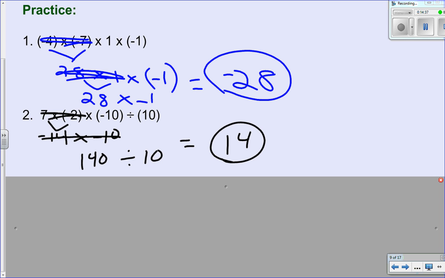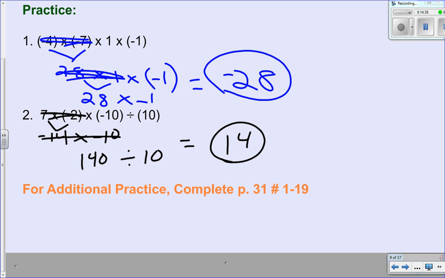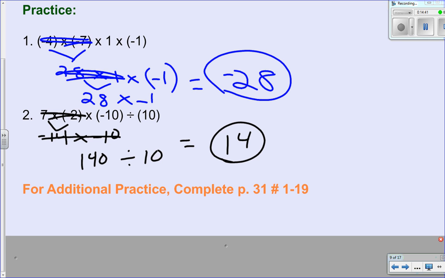If you got both of those correct, you are very well prepared for the test, and you should do well on the multiplication and division piece. If you did not, additional practice is located on page 31, numbers 1 through 19. Again, do all or partial of that and show that to Mr. Baker or myself so we can help you make sure that you are prepared for the test.